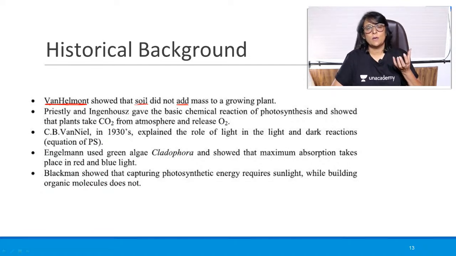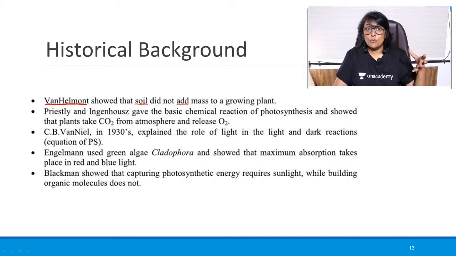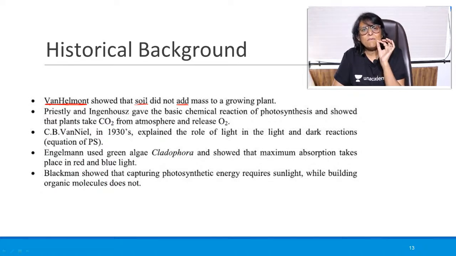A very simple experiment was done. A baby plant was taken, its mass was measured, then little soil was taken which was to be added in that pot, that soil's weight was also taken, and then only water was added from outside. After a few months or years, when the plant grew and its weight was taken, it was many times more than the initial weight, because the initial plant was a baby plant, a small plant.